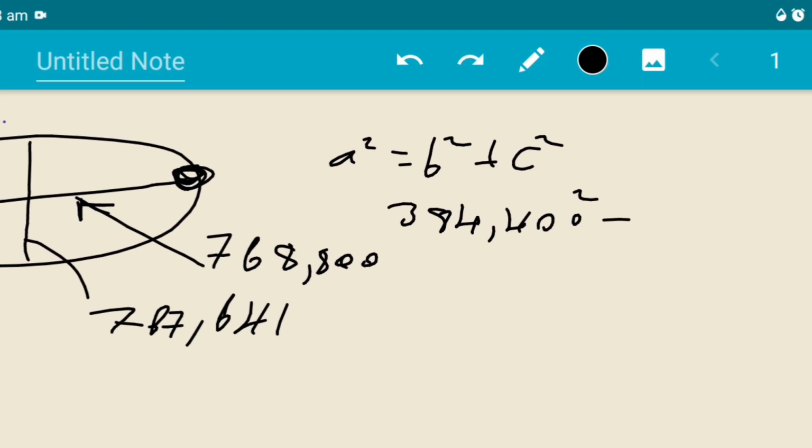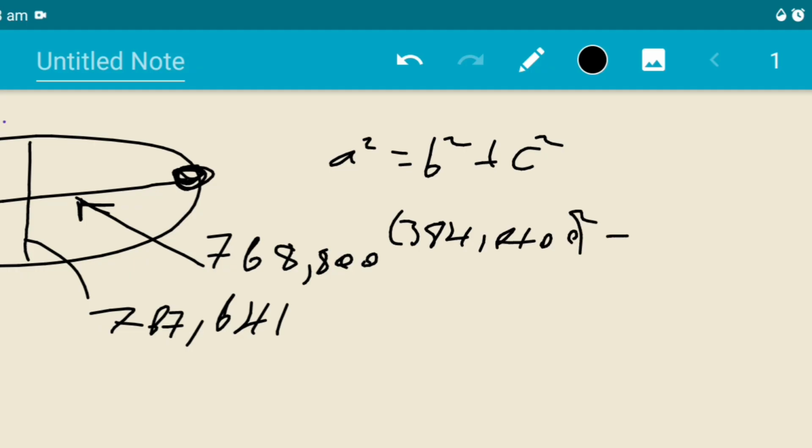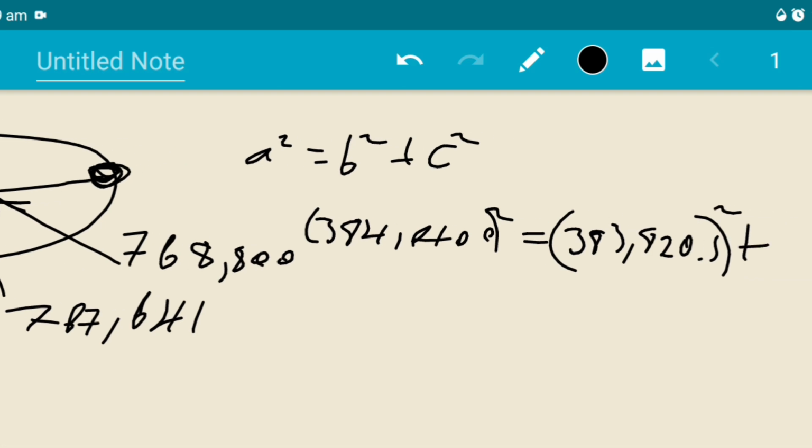So A squared should be equal to, I'm running out of space. Let me write that down nicely. So A would be 384,400 squared should be equal to, what is our B? Our B, let's divide the minor axis, which is this, by 2. When we do, we'll have positive B and negative B. But let's just get B. So when we divide that, we're going to have 383,820.5. So that as well is squared. Plus C. Then let's make C the subject of the formula.